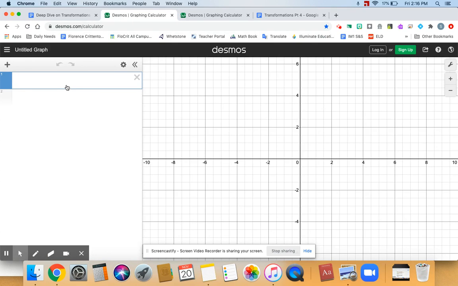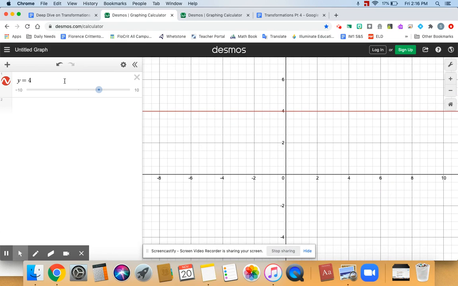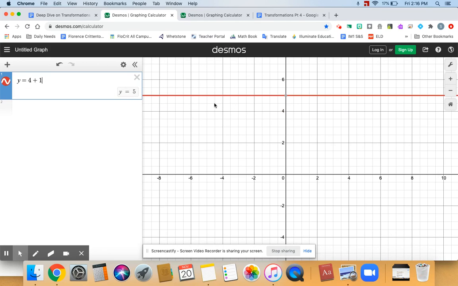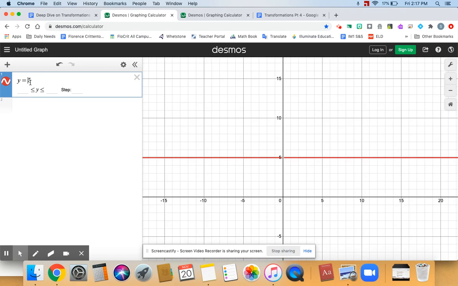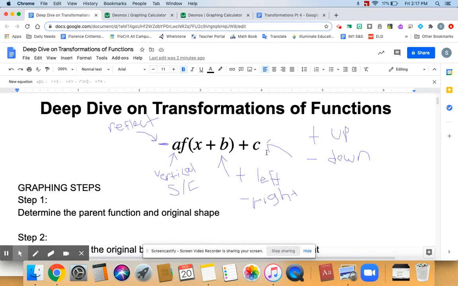Let's say it's y equals 4. I add 1 to it, it will shift it up 1, but 4 plus 1 is 5, so it's just a new line at y equals 5. So we could move our line up and down, sure, but then once you combine them, you get a whole new equation. So basically, the problem with any of the other ones is if you go back to the original here, you can't go left or right if there's no x to add to.